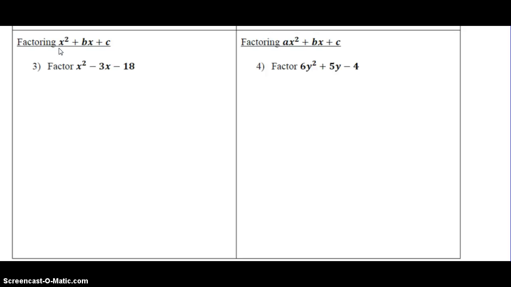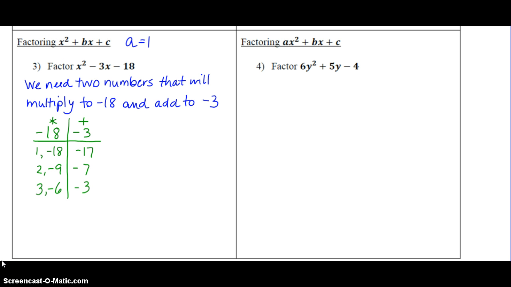So we want to factor x squared minus 3x minus 18. Pause the video now. See if you can remember how to do this. Because what you want to be able to do is find 2 numbers that when multiplied will equal negative 18, and when added will equal negative 3.